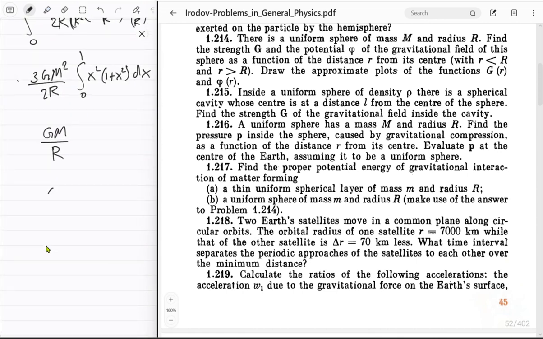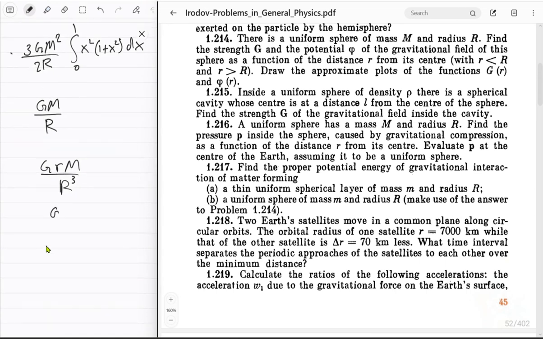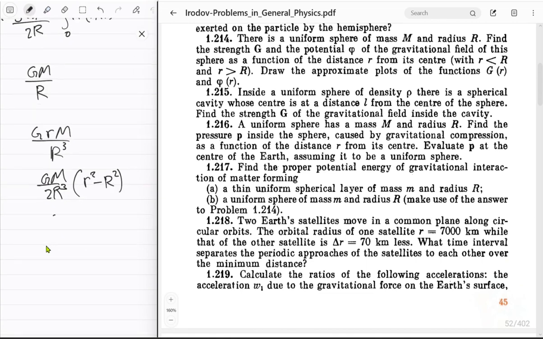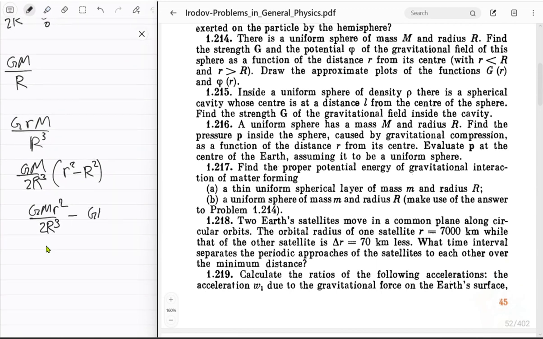So think, what's the field? It's just this thing, right? You want to integrate this thing with this, so this dot dr, and then integrate that. You got GM upon 2r cubed, and this is going from the surface to some point in between. So you just get r squared minus capital R squared, which is equal to GM r squared upon 2r cubed minus GM upon 2r.